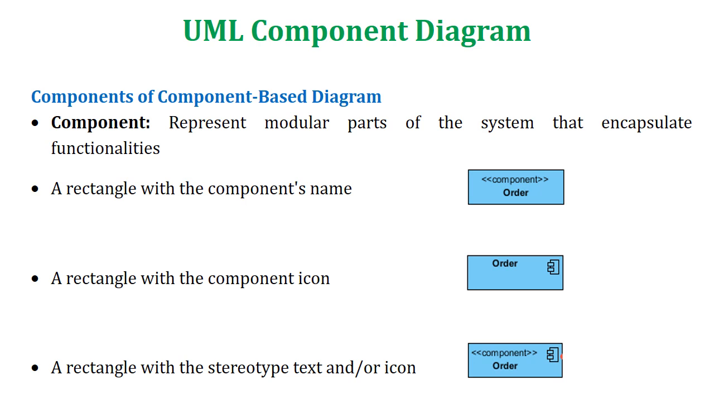Components of a component diagram. The component represents the modular part of the system that encapsulates the functionality. There are three views. One is a rectangle with the component's name, and I will show it with the highlighter here. The next one is a rectangle with the component icon. And the next one is a rectangle with the stereotype text and/or icon. So the three different views of the component are there.